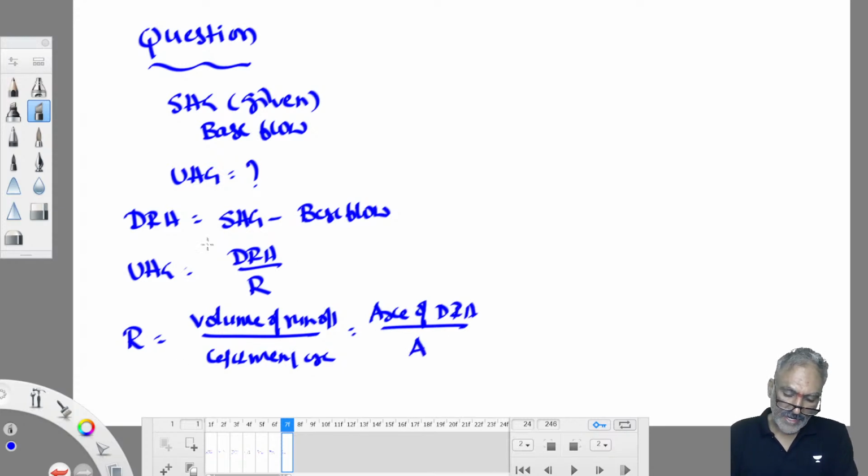So if you divide those direct runoff hydrograph ordinates by R, you will get unit hydrograph ordinates. This is one type of question. Question type 1 it is.